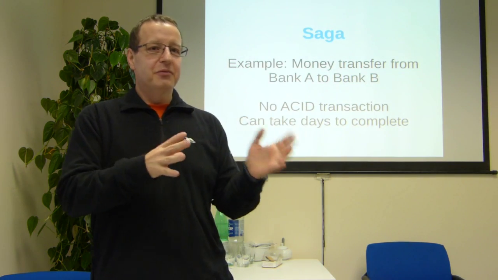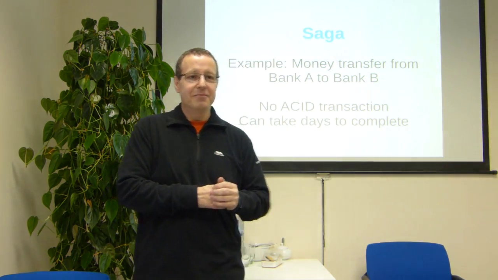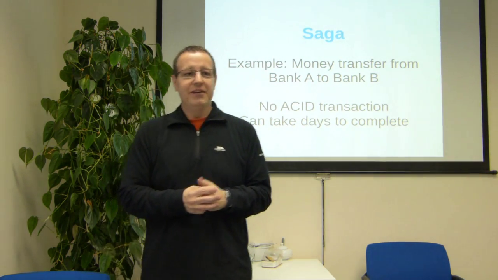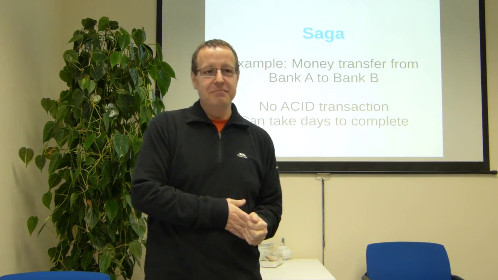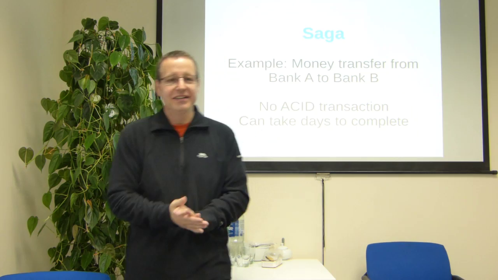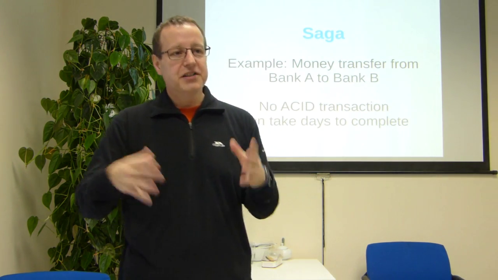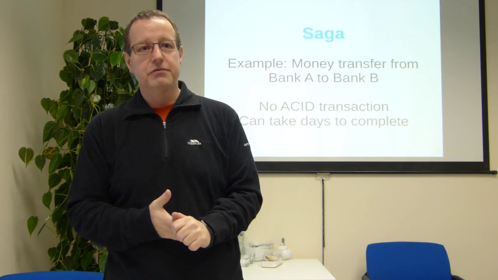So the canonical example everyone talks about, when we're talking about ACID transactions, is transferring money from account A to account B. Well, that's not how banks really do it. There's often a paper process in the middle with a cheque. So it can take days to complete. But Axon provides support for actually handling those types of transactions.